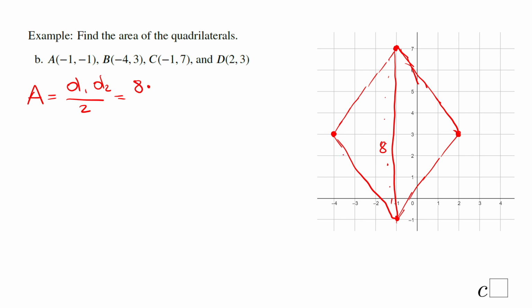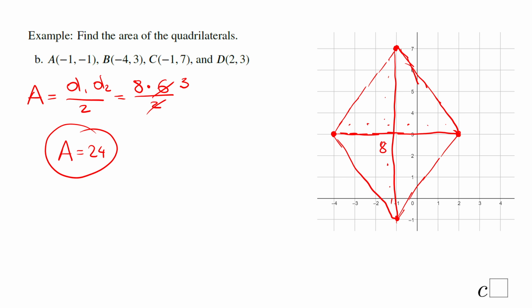times the second diagonal, which is this one, and you notice they are perpendicular. You can see that in this rectangular grid. 1, 2, 3, 4, 5, 6. 8 times 6, divide by 2. So that will be, 2 goes in 6 3 times, 8 times 3, 24 square units.